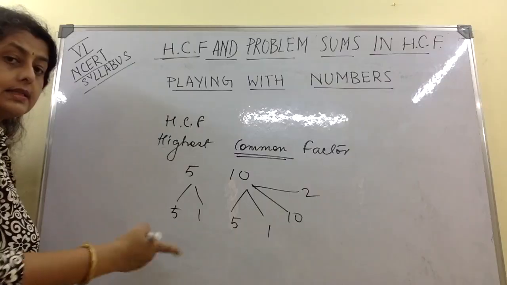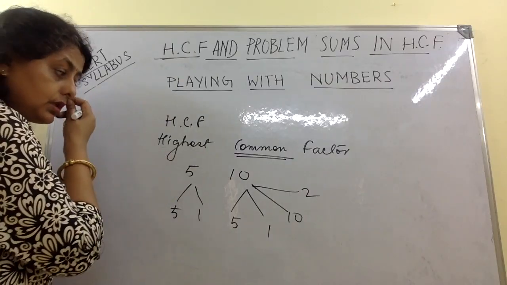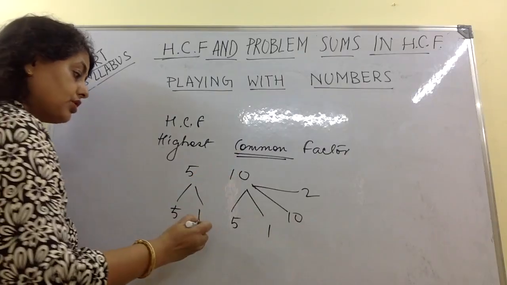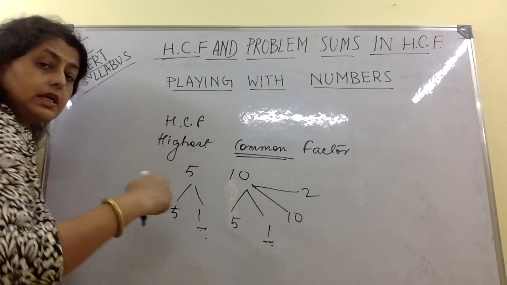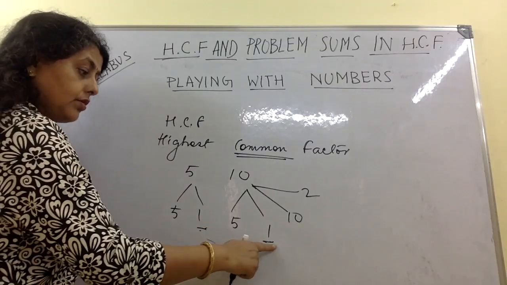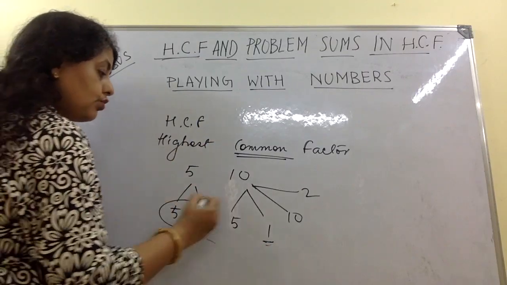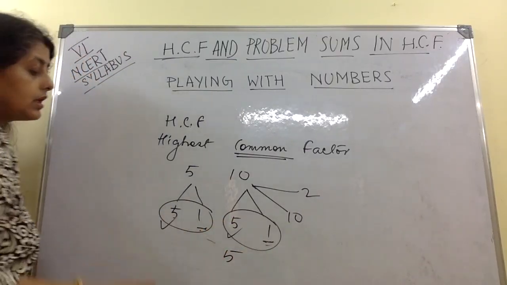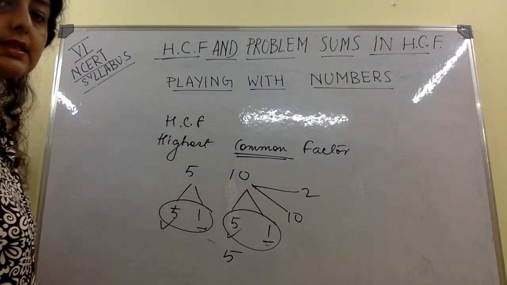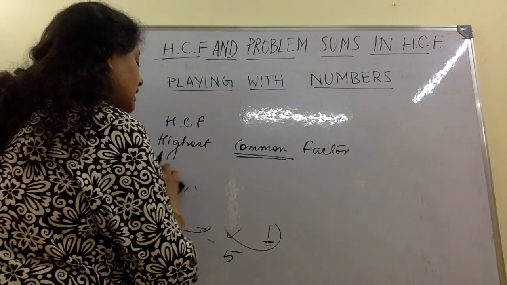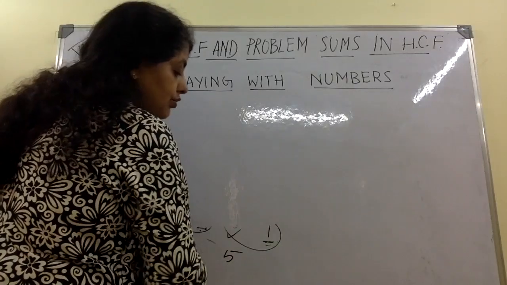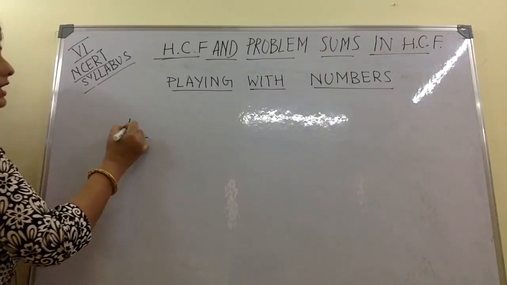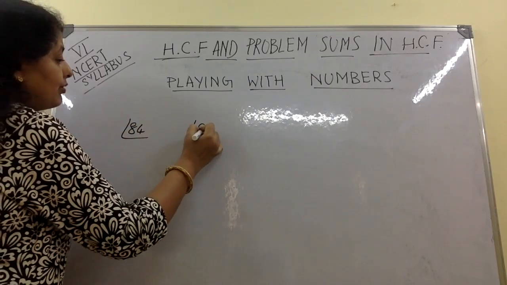Now which is the highest among these? It has to be the highest among all the common factors, because one is also common, but it's not the highest. So these two are the common factors, but between them the highest one is 5. Therefore the HCF of 5 and 10 is 5. Now the same thing can be done for more than 2 numbers. 3, 4 numbers can also be asked. So let's take 2 numbers, 84 and 90. How do we find the HCF?